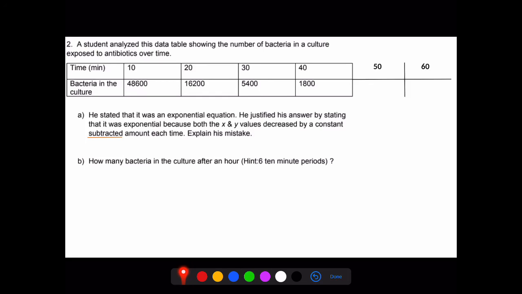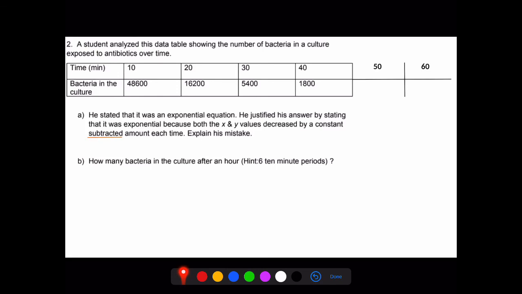Now, this student stated that it was an exponential equation. He justified his answer by stating that it was exponential because both the x and y values decreased by a constant subtracted amount each time. Explain his mistake. So if I look at this, exponential functions in general, am I adding or subtracting to get to the next step in the table? That's the main thing that he was saying. We're subtracting by the same amount.